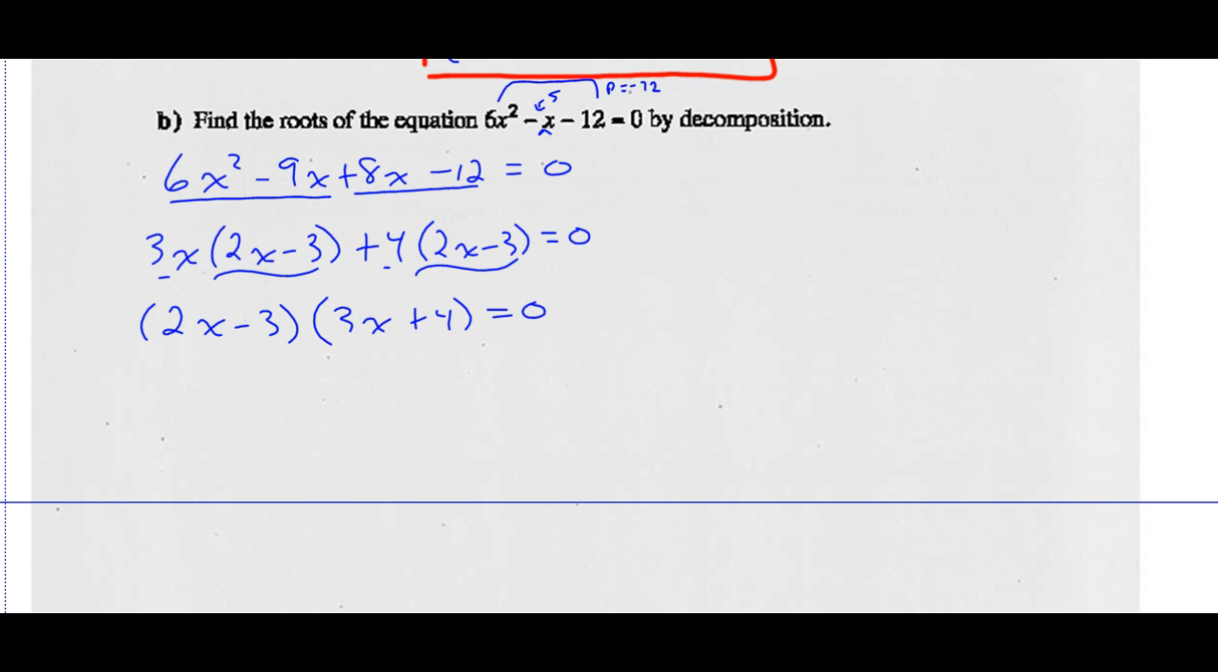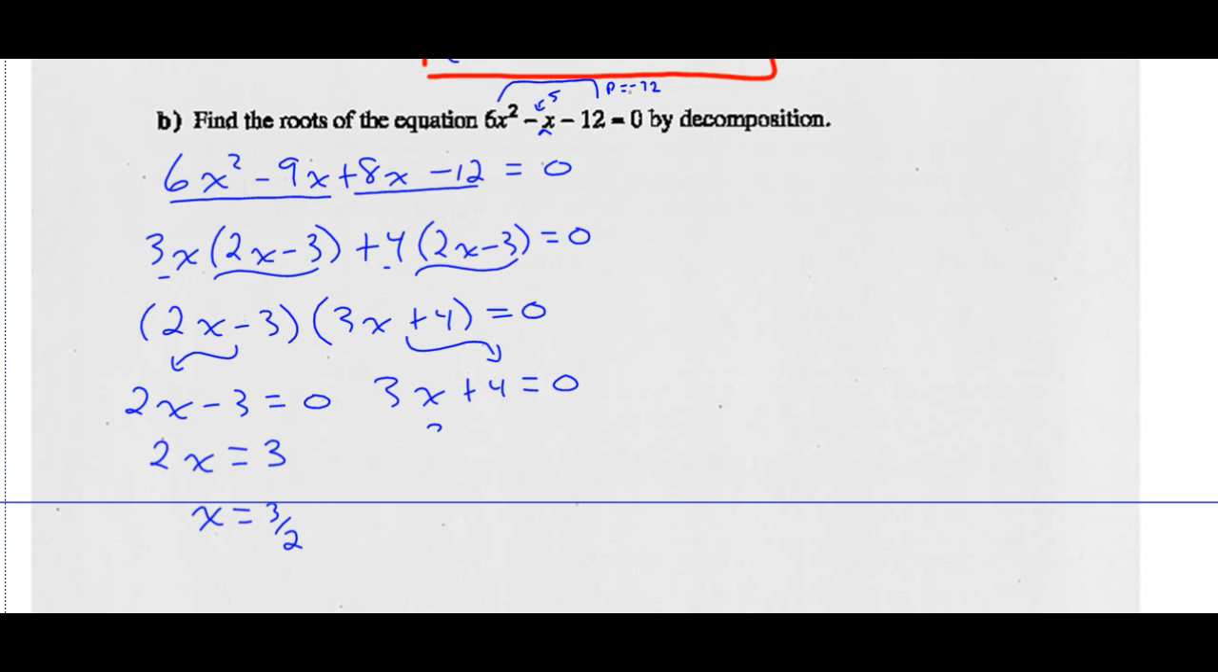And just like the first question, I can now set each of these variable factors equal to 0 using my zero product law and solve the resulting simple equations. So 2x minus 3 equals 0. I'm going to add 3 to both sides and divide by 2. 3x plus 4 equals 0. I'm going to subtract 4 from both sides and divide by 3. There are your solutions: x is 3/2, x is negative 4/3. All right.